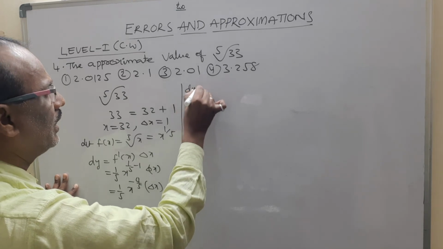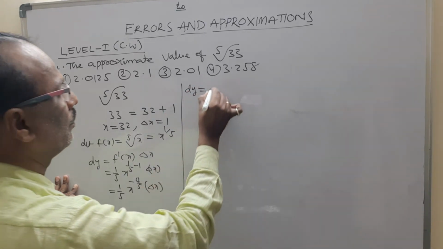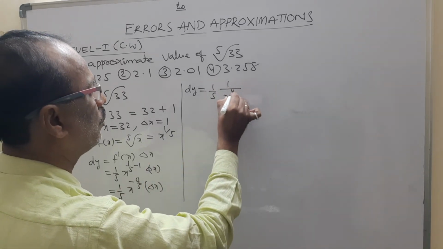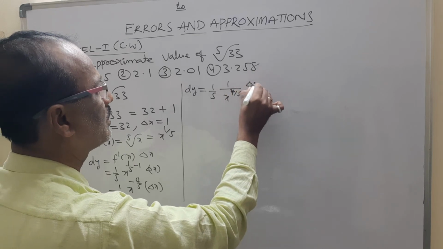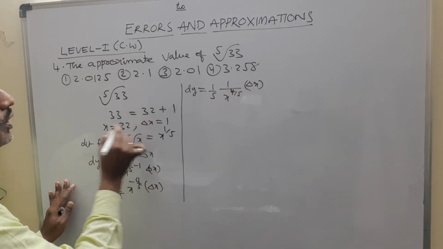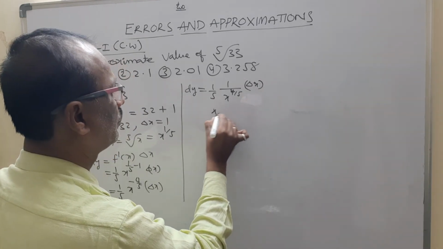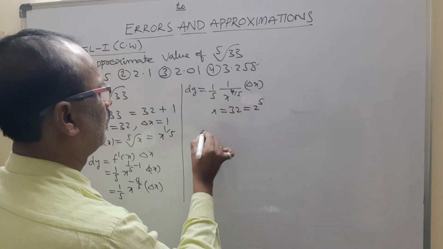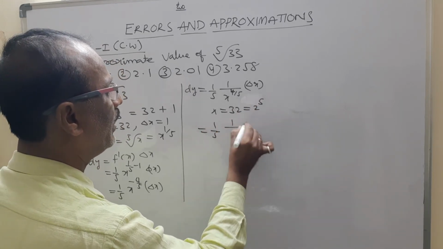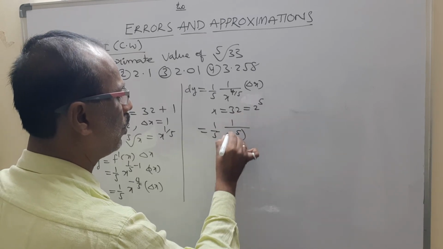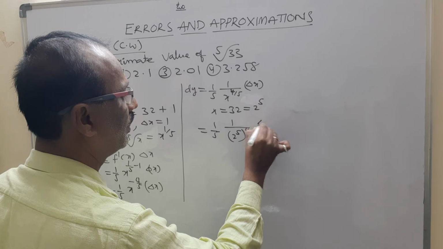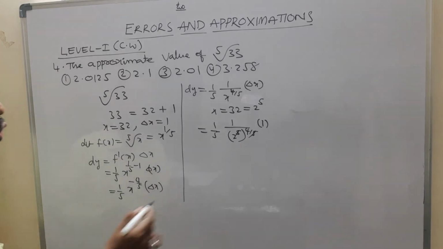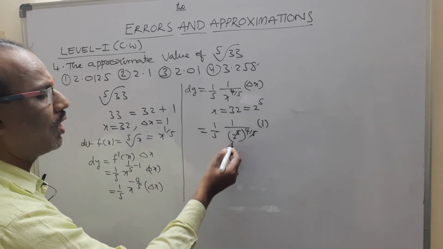dy is equal to 1 by 5, 1 by x power 4 by 5, delta x. In the question delta x is equal to 1, x is equal to 32. x equal to 32, that is equal to 2 power 5. 1 by 5, 1 by 2 power 5, whole power 4 by 5, delta x value is 1. 5 gets cancelled. 2 power 4. 2 power 4 value is 16.